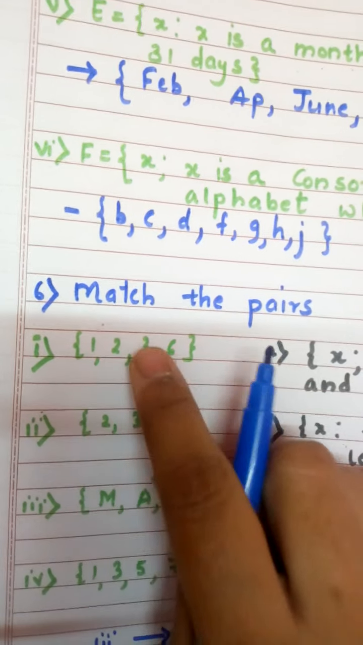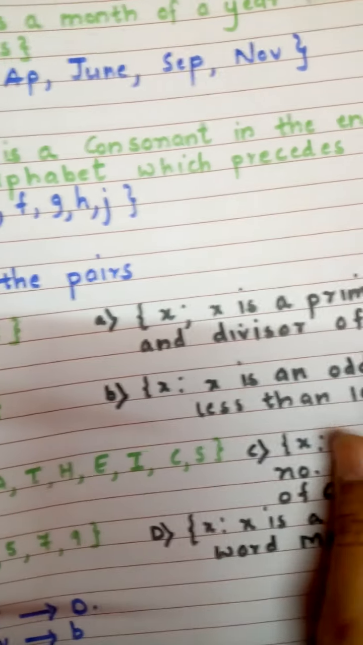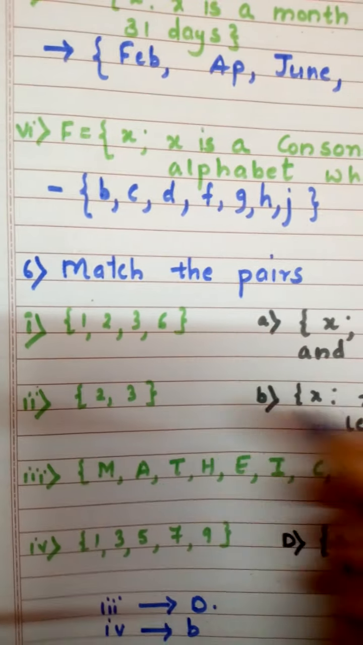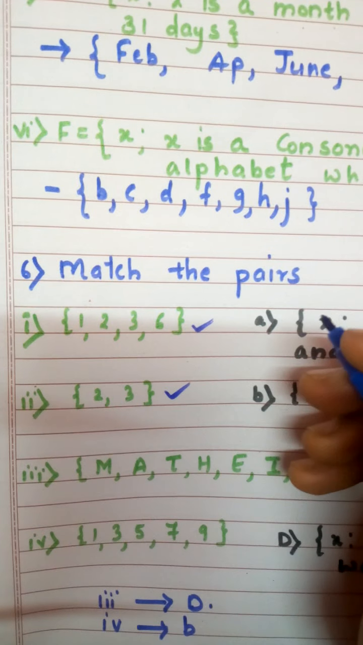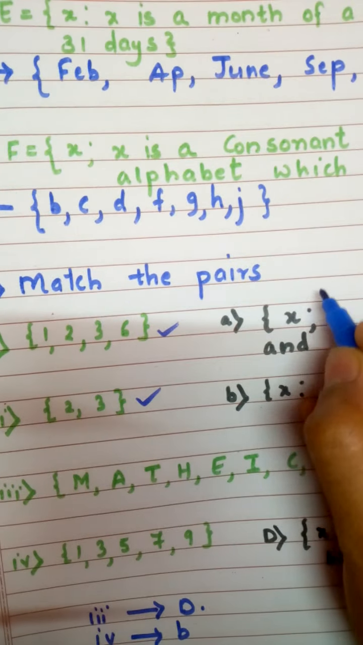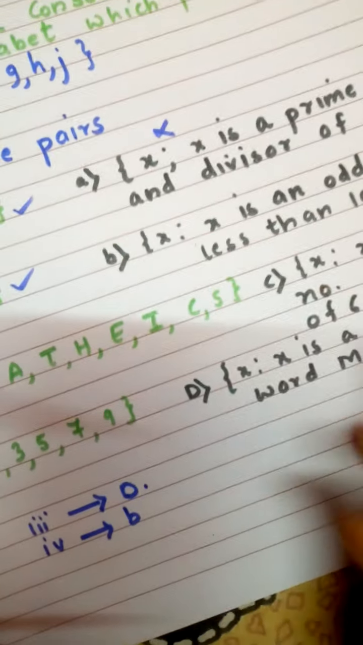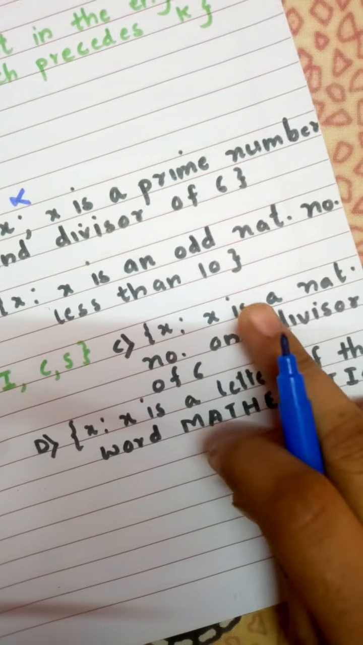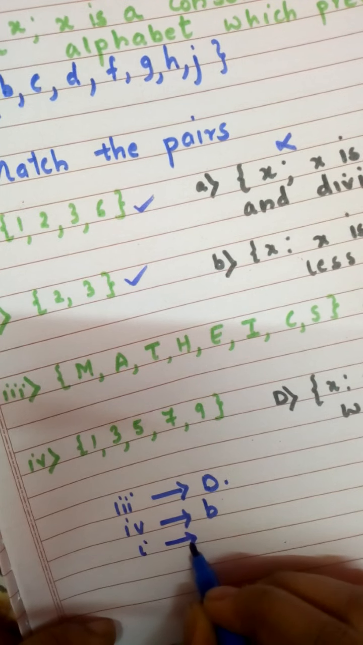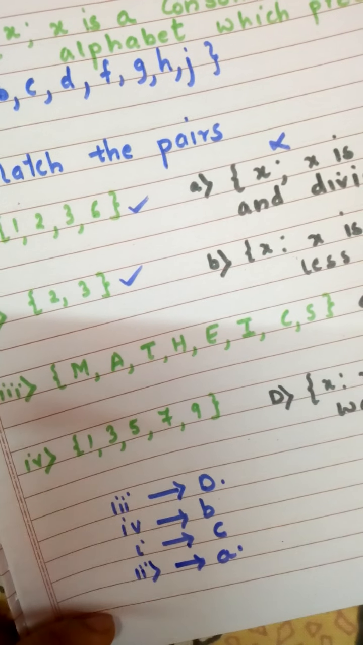Now let's see the first question. It says 1, 3, 2, 6, and what else is remaining? 2, 3. Now 1, 2, 3, 6. Now two options are remaining here. {x such that x is a prime number}. Now among these, 6 is not a prime number, so this one cannot go with A. So this one will go with C, which says {x such that x is a natural number and divisor of 6}. So 1 will go with C and the 2 will go with A.